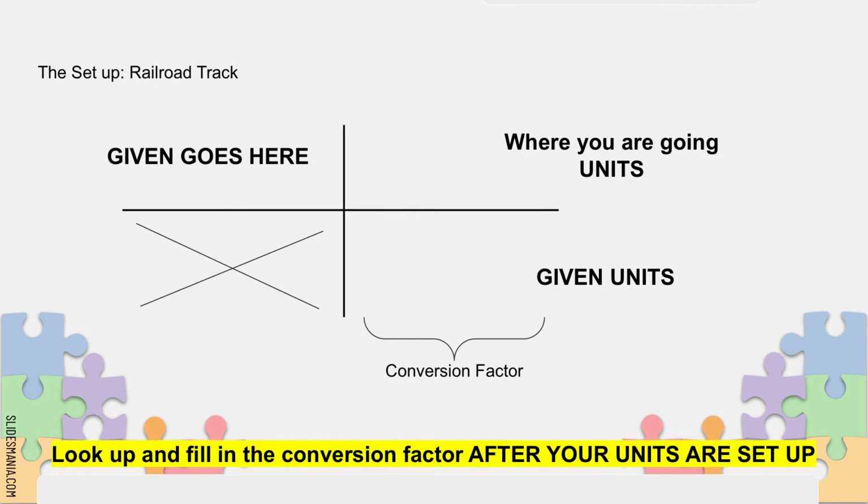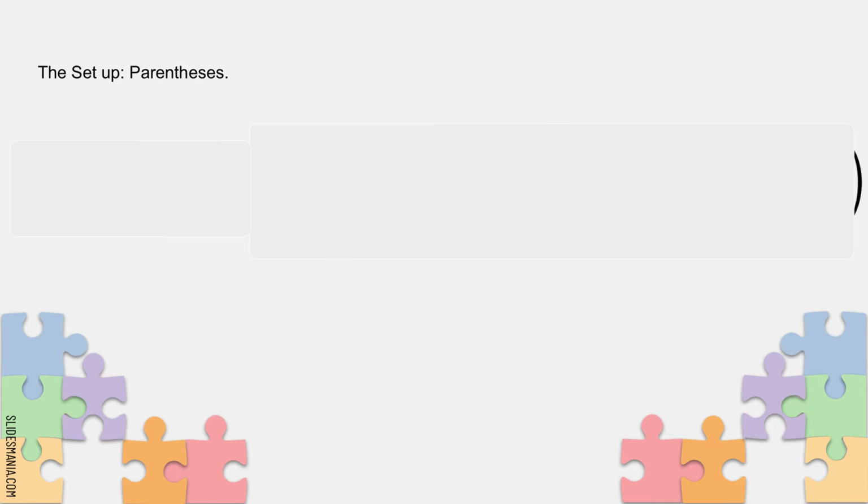And then this tip from Ms. Fleischer says to look up and fill in the conversion factor after your units are set up. I typically don't do that, but if that helps you to keep everything straight, then that is a good tip to do. This is how my brain works, and this is how I was taught from 5th grade math through college, using the parentheses. So there's the railroad track method that you can use, and then there's the parenthesis method.